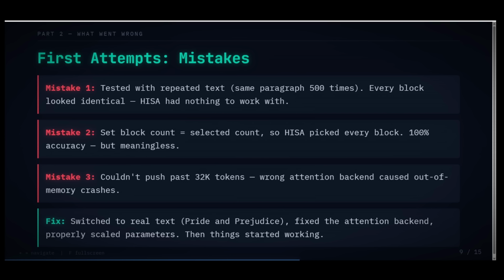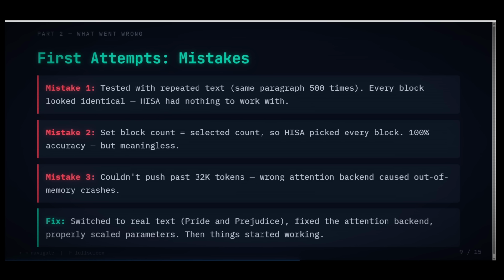Now, to be perfectly transparent, I did not one-shot this. This took a lot of trial and error, as you would imagine. So it's worth showing that as well. One of the mistakes we had is that the text sample we were using just contained a small repeated text. So that resulted in every block looking identical. HISA had nothing to work with because every block was the same.